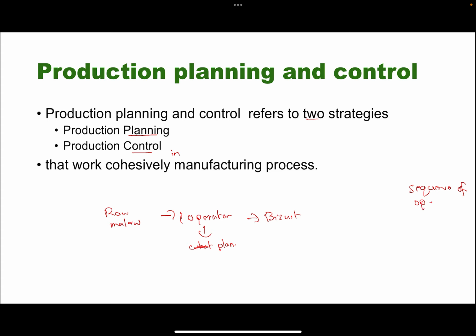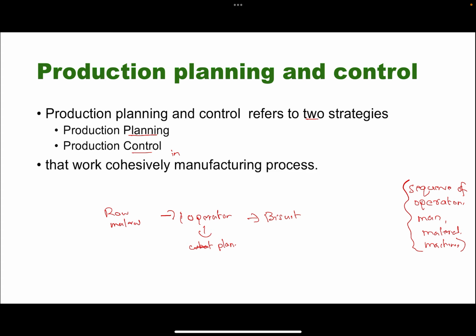So this is one decision to be taken in production operation. And how many men you require, what materials need to be used, what kind of machines you need, etc. This all comes under the production plan.